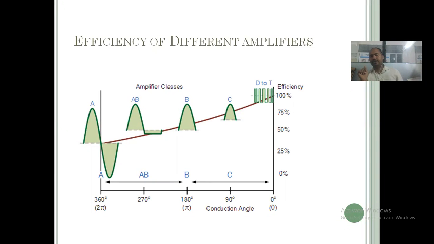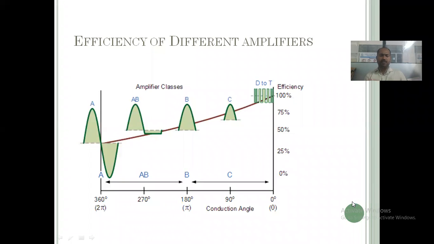Now we are discussing all of these things with respect to the efficiency of different amplifiers, right. We have seen the operating area of the particular amplifier and the efficiency of the particular amplifier. We are starting with this diagram. This is class A, class AB, class B, class C, and D. D indicates the pulsating, on and off type of amplifier.